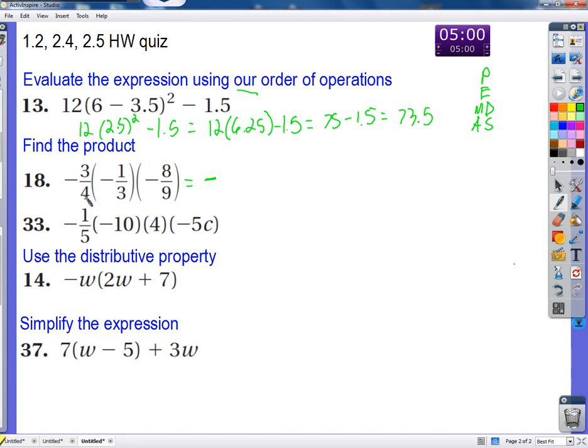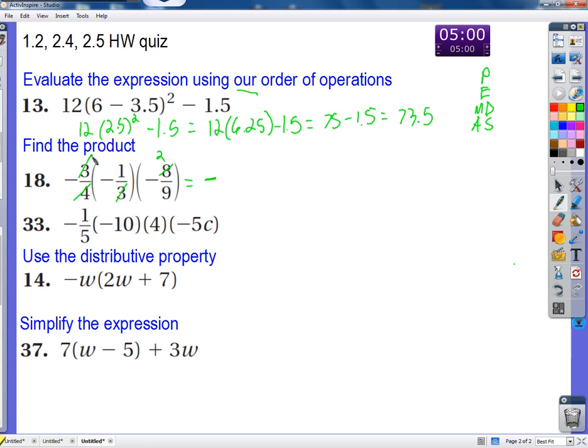Anything that can be cross-canceled? 3 and 3. 3 cancels with 3. 3 divides by 3 and you get 1 for both. Any others? Other numbers that cancel? 4 and 8, sure. 4 is divisible by 4 and so is 8. Divide 8 by 4, you get 2. Divide 4 by 4, you get 1.